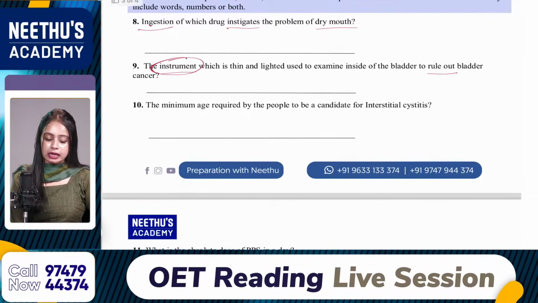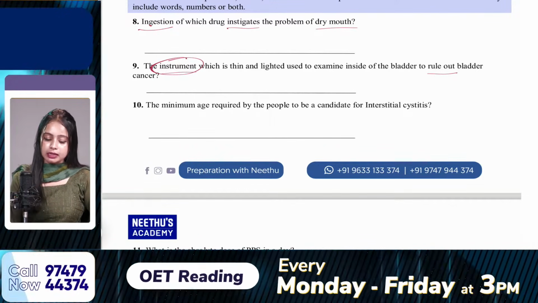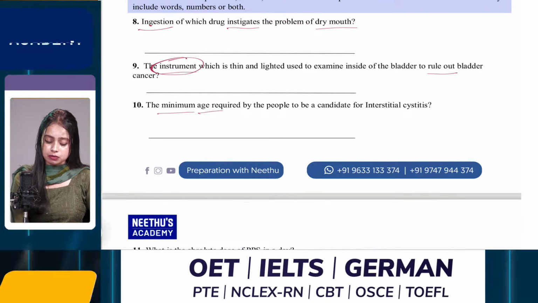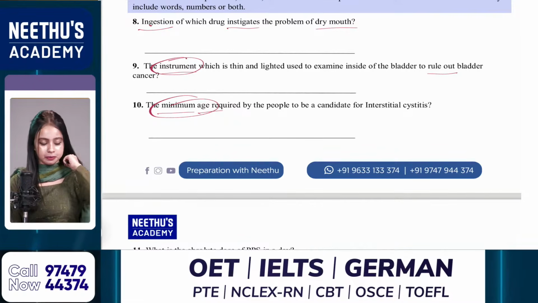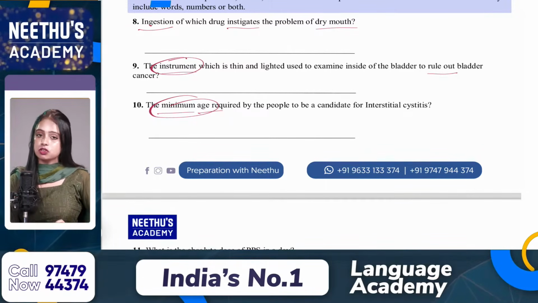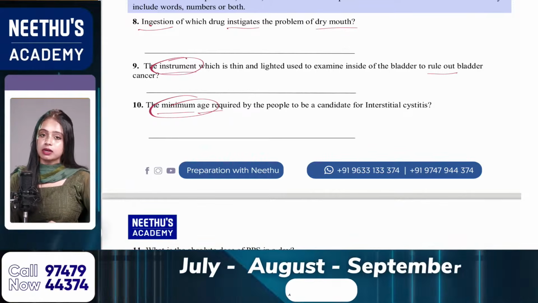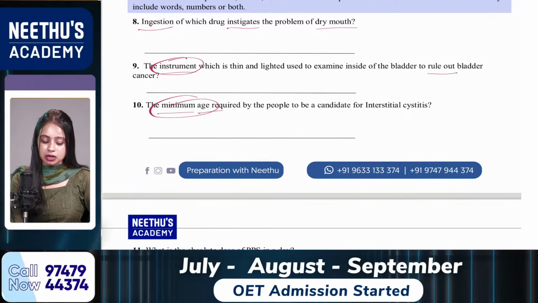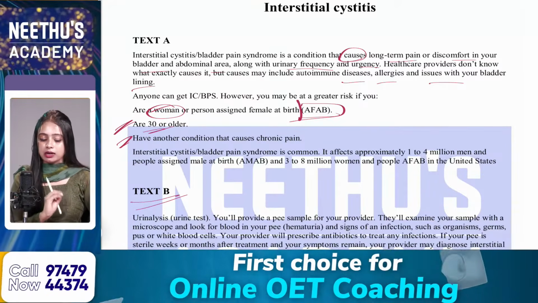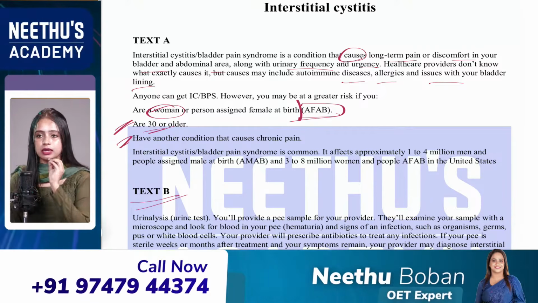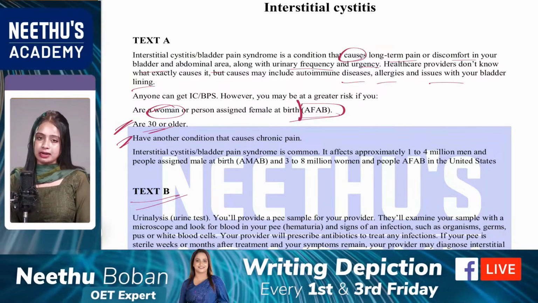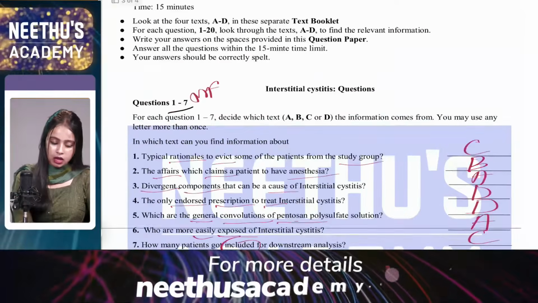Then the 10th one: the minimum age required by the people to be a candidate of interstitial cystitis. So what is the minimum age? Oh, a lot of correct answers. Okay, Sarala, Anasuya, Sarah, Gina. Excellent. Okay, Tessie, 30 years. So the minimum age is 30. Where is it mentioned? See, you can't write 30 years because years is not mentioned anywhere here. So you can write just 30. Answer is 30.